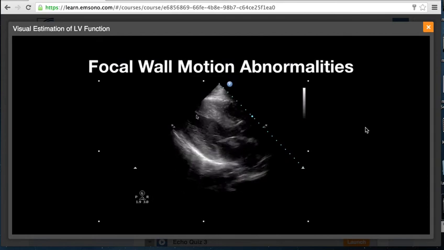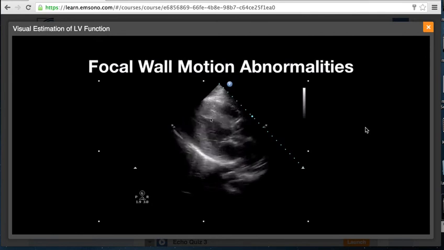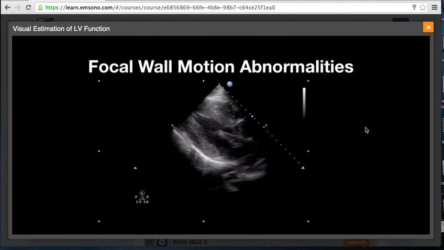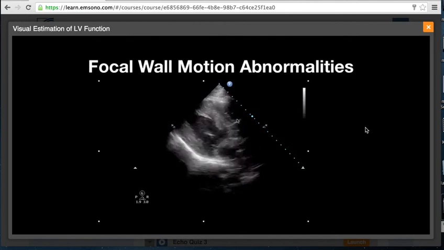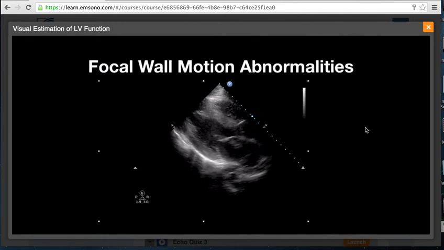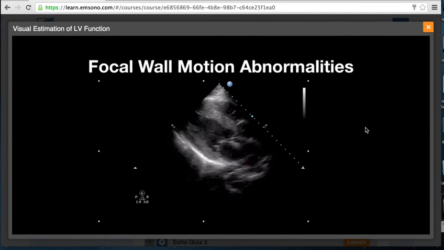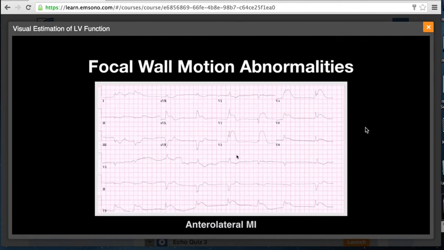What we noticed is that along the anterior wall here, the LV, there's essentially no function, but there's good function along the posterior wall. So it clued us in that there was a significant focal wall motion abnormality in this patient. And the EKG, which was done shortly after, supported our findings. This was a patient with a very large anterolateral myocardial infarction.